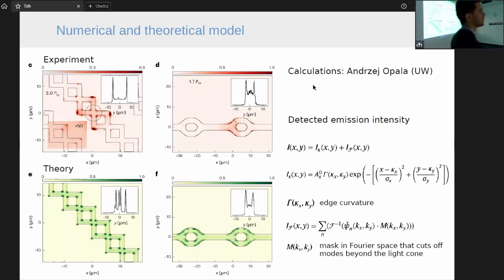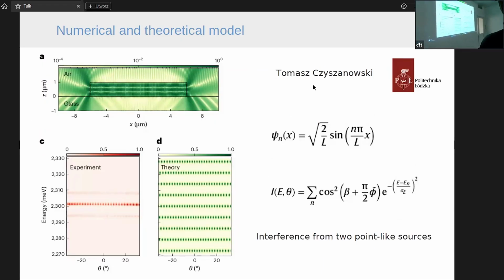Now, if we want... So I have a question, because maybe I missed something. I see experiment, I see theory, and the theory doesn't quite match. Ah, okay. Sorry, this is to me. Yeah, this I should explain.